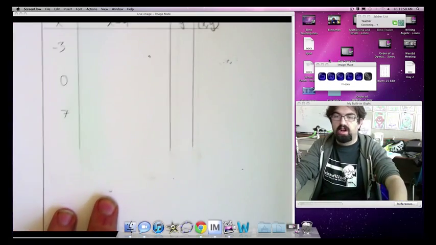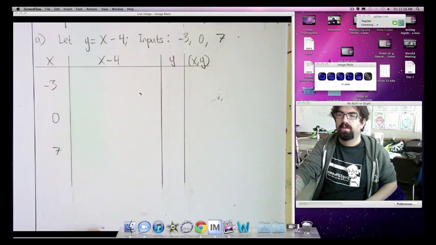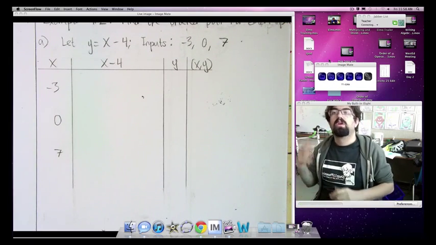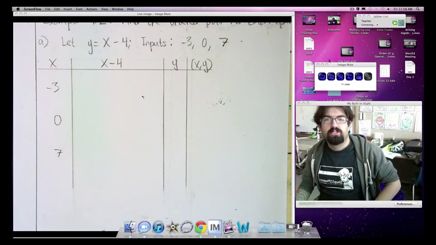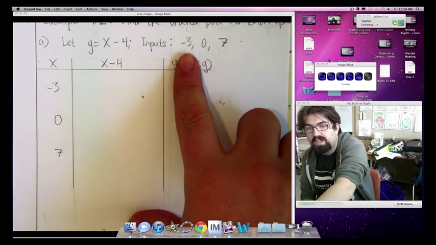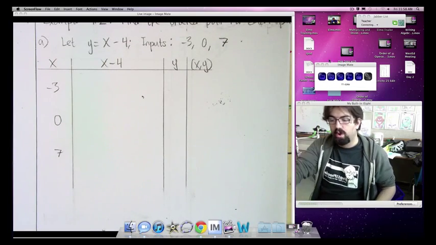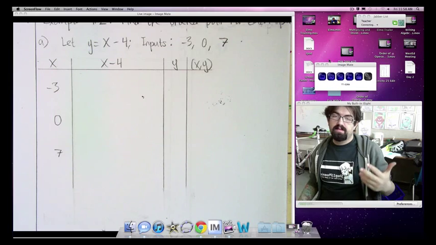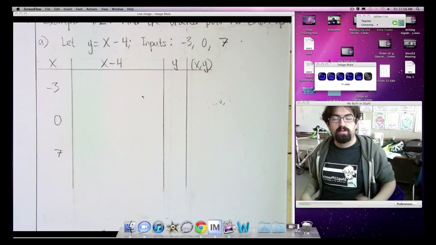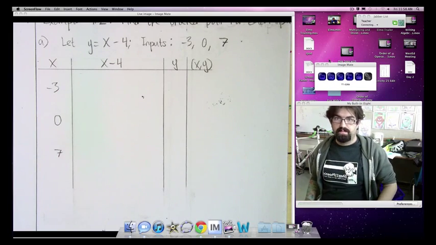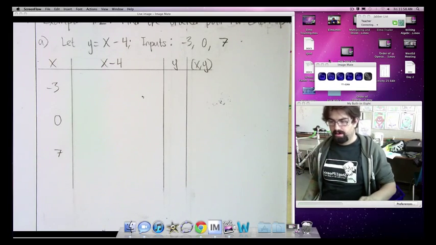Let's do our first of 3 examples. Here we go. Example number 2, and this is basically all of them. I want you to make a table for Y equals X minus 4 for the given inputs, -3, 0, 7. Normally you will be choosing your own inputs. When we get to graphing eventually, you're going to be doing your own. You have to choose your own 4 or 5 numbers. I'm giving those to you for this video. Normally, you will have to pick your own.